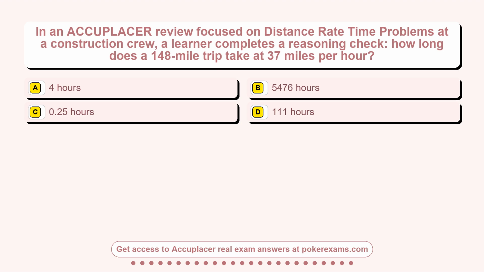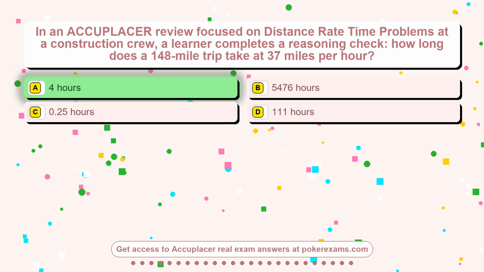Question 5. A student uses this example: the Constitution assigns some powers nationally and leaves others to the states. Which principle is being described? Option A, federalism. Option B, separation of powers. Option C, popular sovereignty. Option D, judicial review. The correct answer is option A, 4 hours.